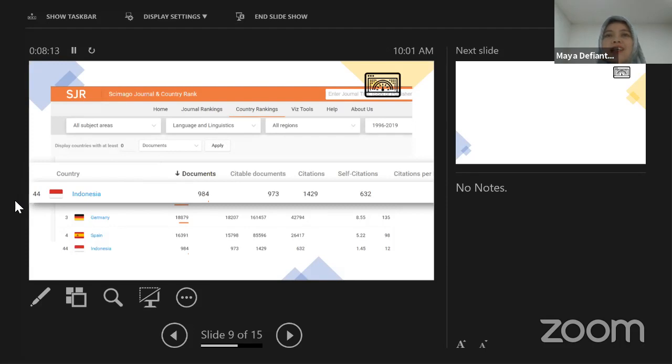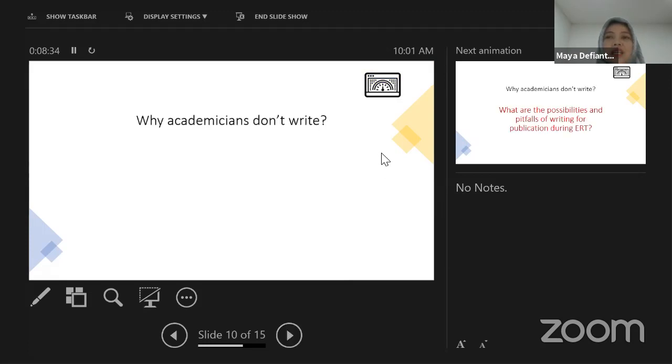This also implies that we are struggling, and that most journals in Indonesia are not yet in Q1, the highest rank in the world. So the discourse has changed now. The question is no longer why academicians in Indonesia don't write, but why they don't write in a reputable journal or a journal with high impact.